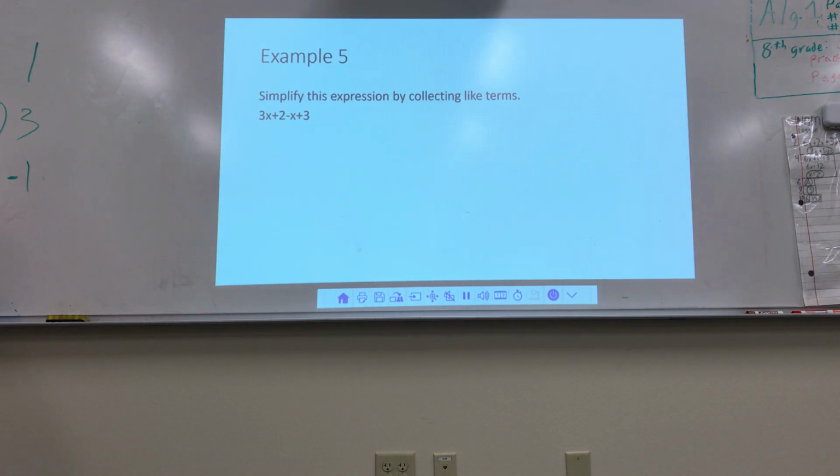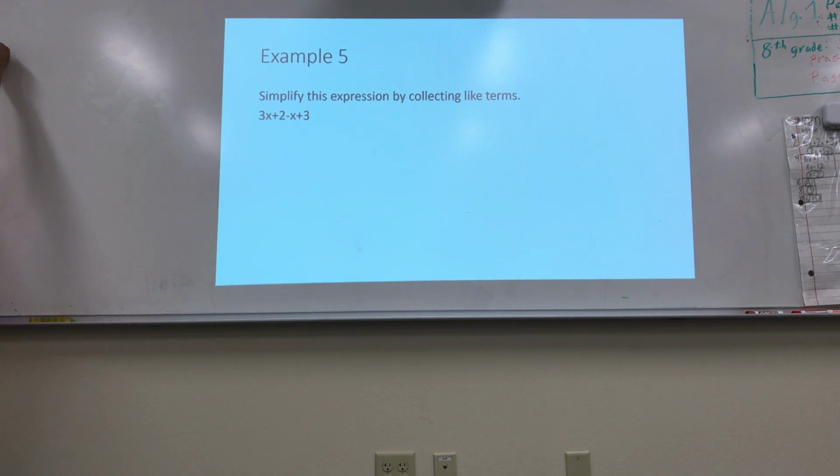Simplify the expression by collecting like terms. Like terms have to either be numbers or have the same variables, which also means their exponents have to be the same. We have 3x plus 2 minus x plus 3. So we can combine this and make 3x minus x plus 2 plus 3. We get 2x plus 5, and that is our answer.